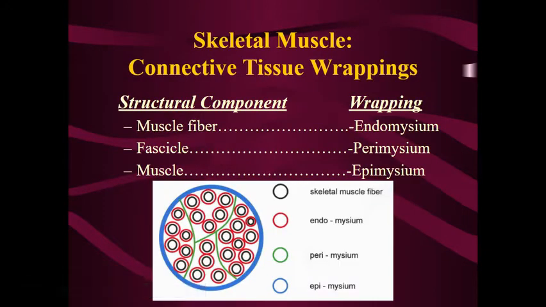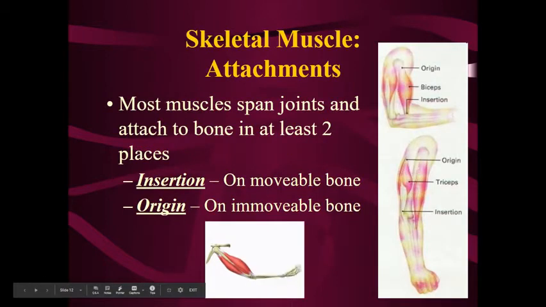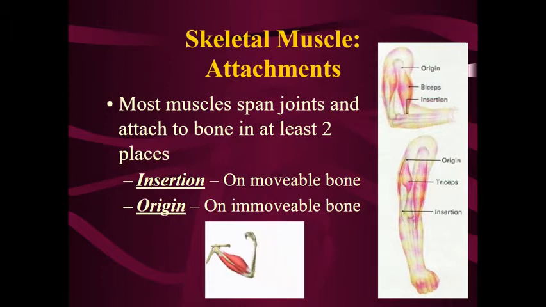So this is just reiterating the structural components of muscle and the different wrappings that each has. There are two different ways that skeletal muscles can be attached to bone. Now, first of all, most muscles will span joints and attach to bone in two different places.